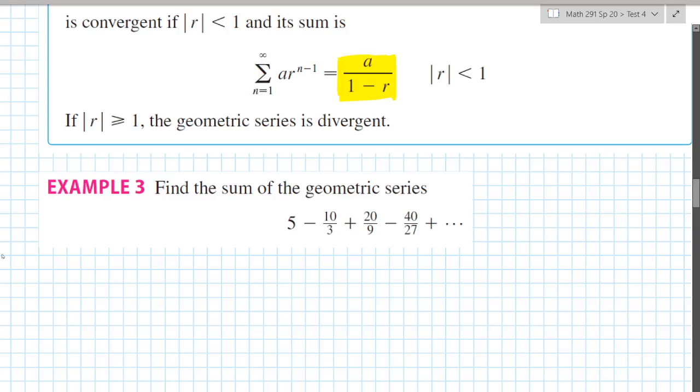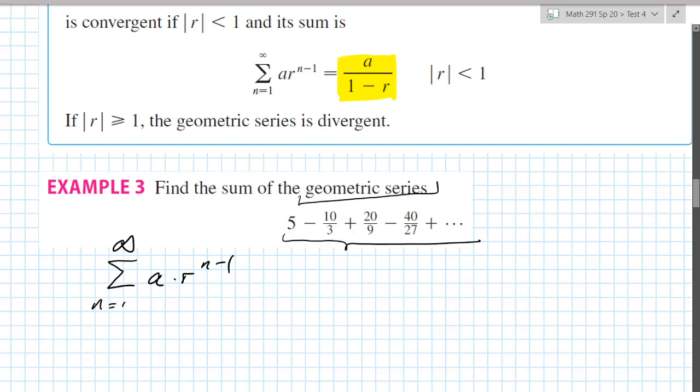So let's apply what we just talked about with geometric series. Hey, this is nice. It gives us a hint. It's a geometric series. In order for us to see it, we need to be able to write it in the form, the sum of a times r to the n minus 1, where n starts at 1 and goes to infinity. So we need to consider that.